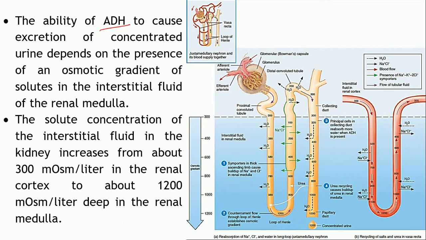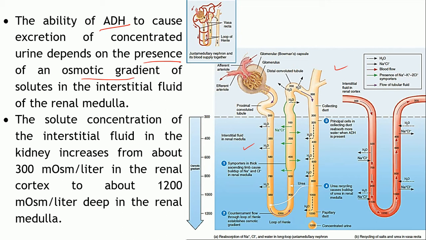Now actually we have seen that the ADH is responsible for the production of the concentrated urine, right? But it is aided by the presence of the osmotic gradient of the solutes in the interstitial fluid. That is very important. That's the interstitial fluid of the medulla, and this is the interstitial fluid in the renal cortex. So ADH alone cannot make it possible for the formation of the concentrated urine. It must be aided by the differential osmotic gradient which is present in the interstitium.